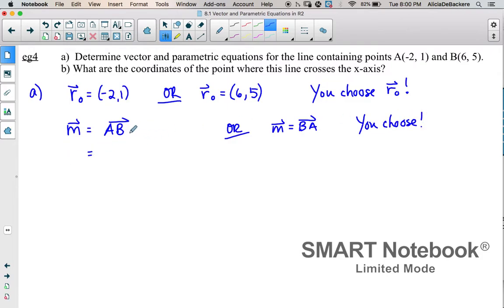So this time I'm doing the B values minus the A values. So I've got 6 minus negative 2, and I've got 5 minus 1. And so I end up with 8, 4. Okay, but again, somebody else might have a different direction vector. That's okay. There's more than one vector equation for a line.